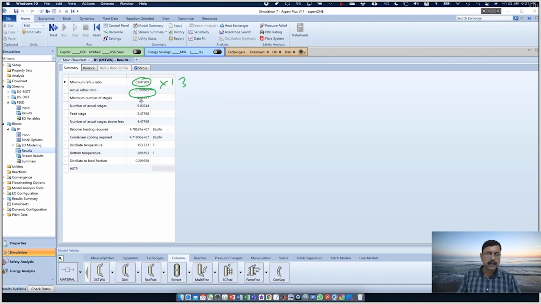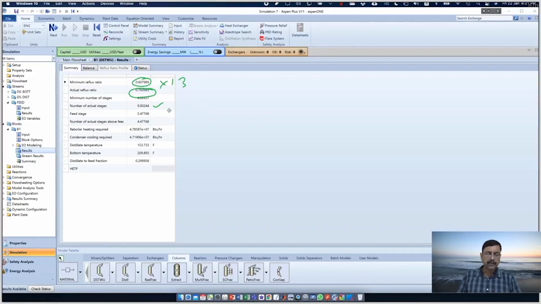Minimum number of stages is 4.62 and the actual number of stages is 9. Actually it is saying 9.00 because it is calculating that way. In reality, number of stages cannot be a fraction, so we should take 9. Feed stage is 5.47768. Now here also we have to take 5 for actual operation.